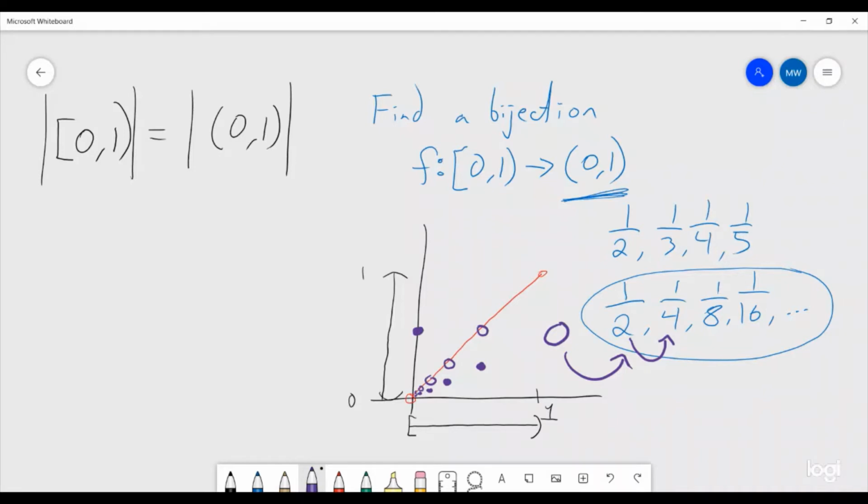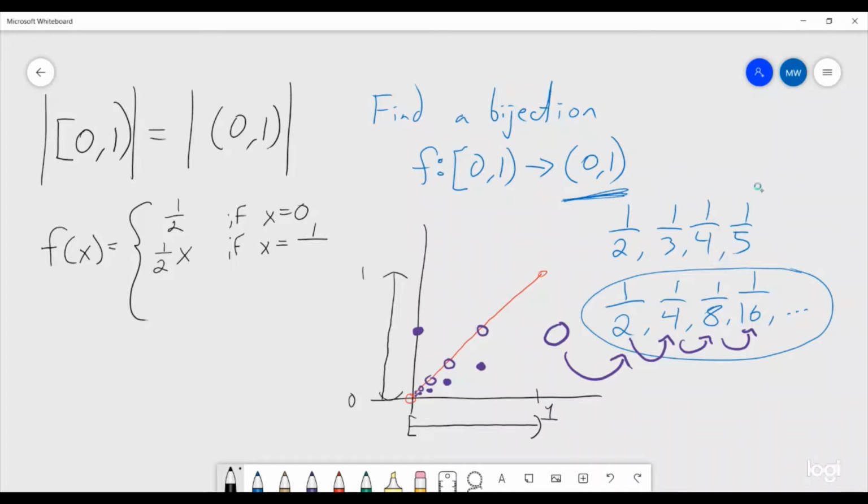to write this function. So the way that we would describe this is as a piecewise function. So we are going to say f of x is equal to, and then define a piecewise function. It's equal to 1/2 if x is 0. It's going to be equal to half of x if x can be written as 1 over 2 to the n, where n is a natural number, and then x otherwise.